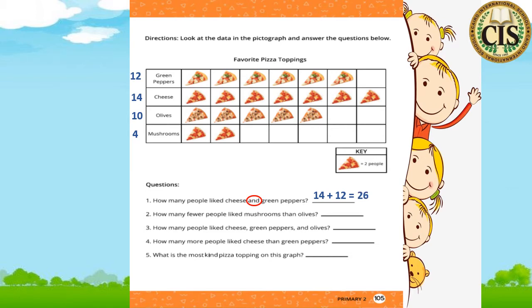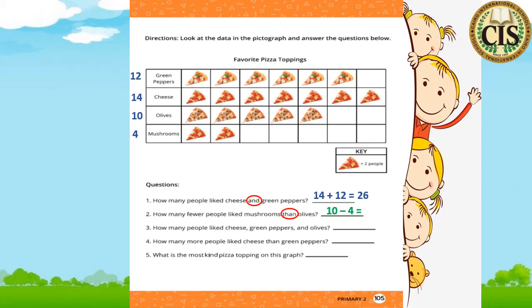The next one, how many fewer people like mushrooms than olives? Here we have fewer than. Okay, so we will subtract. But pay attention, my dear students. In subtraction, the big number must be first. Here we have mushrooms 4 and olives 10. The big number here is 10. So we will write 10 minus 4.